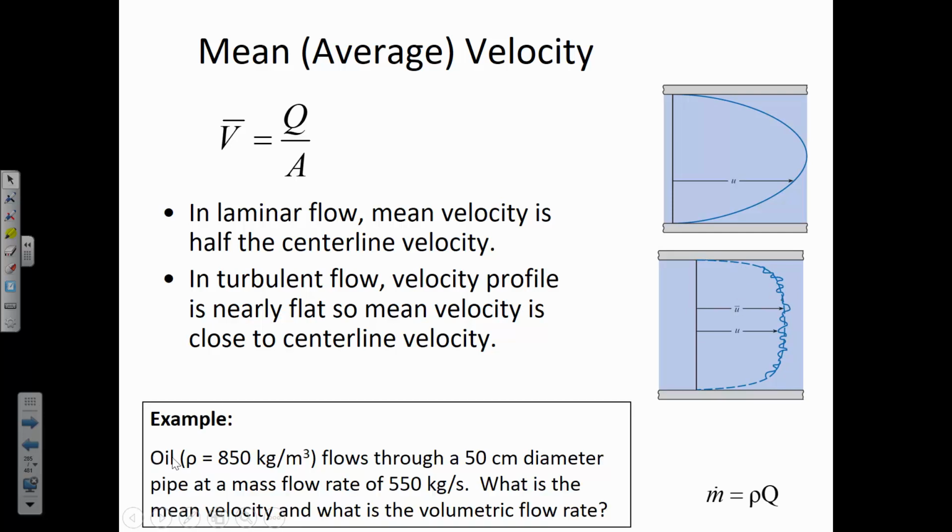Let's say that we have oil going through a pipe that's 50 centimeters in diameter, and we're given the density of the oil, and we know the mass flow rate. So given this relationship that mass flow rate is density times volumetric flow rate, for the situation that's described here, calculate the mean velocity and the volumetric flow rate.